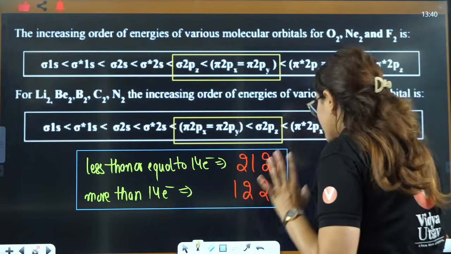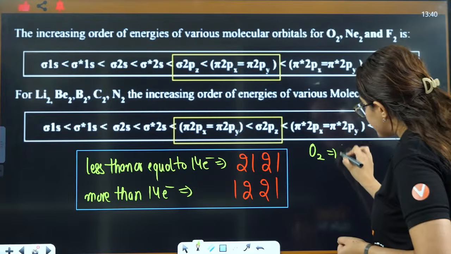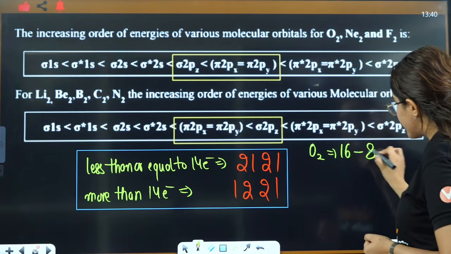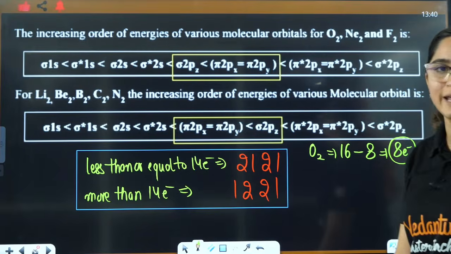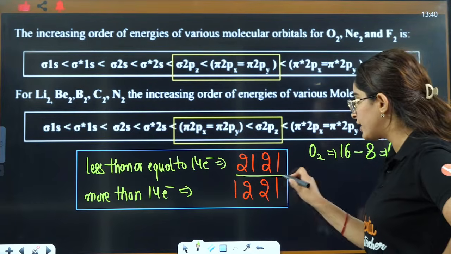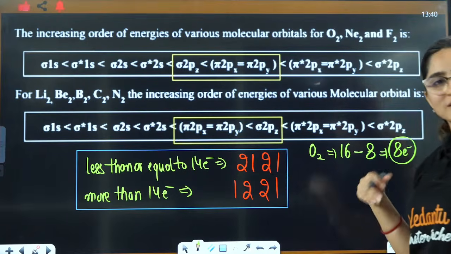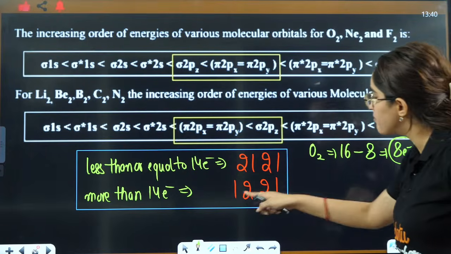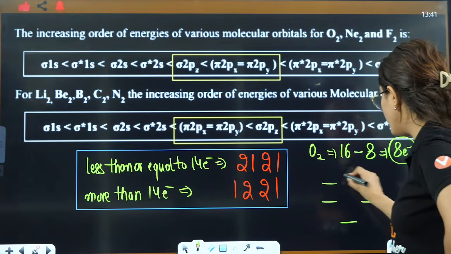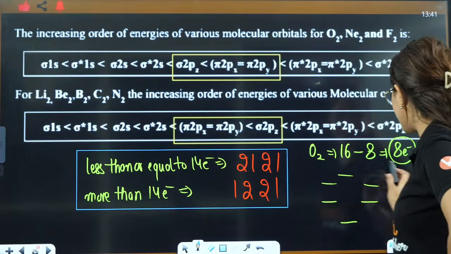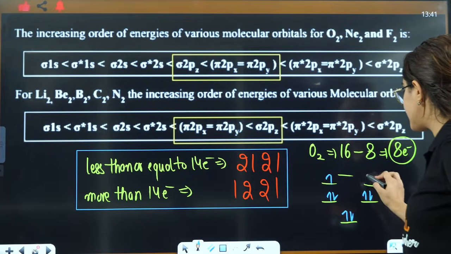So what I would suggest is how to solve it in the exam. You have O2, that is 16 electrons. Just subtract 16 minus 8, 8 electrons. Now you have to fill 8 electrons according to 2 1 2 1 or 1 2 2 1. Because this is more than 14, you will mark it as 1 2 2 1. So you will do it like 1 2 3 4 5 6 7 8.